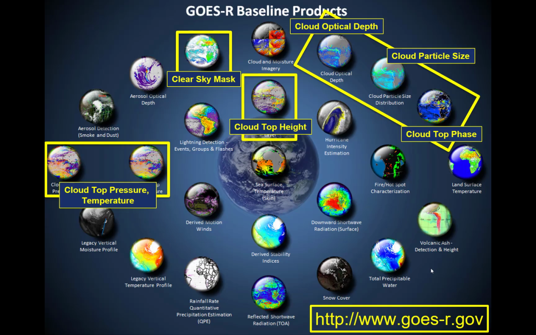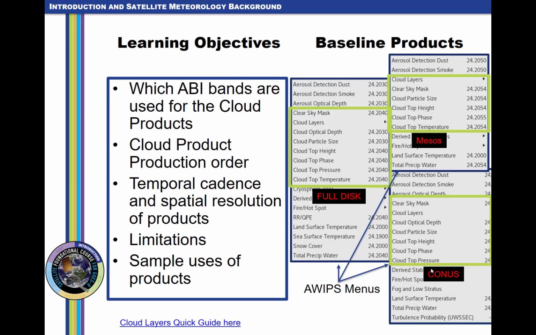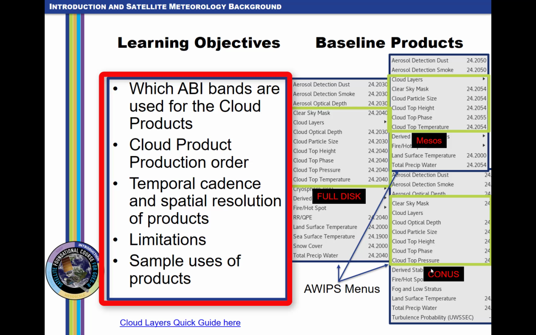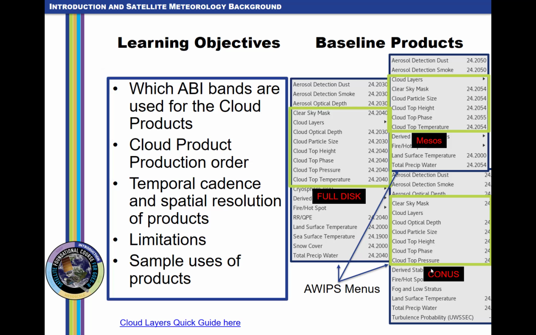The subjects of this GOES-R baseline products training are the different cloud products boxed in yellow on this slide. There are a lot of them, and some, chiefly the cloud mask or the clear sky mask, have a big influence on other products. Learning objectives for this training are listed on the left. You'll learn which ABI bands are used for products, how the products are produced, there is a specific order, the temporal and spatial resolution, and some sample uses and limitations.